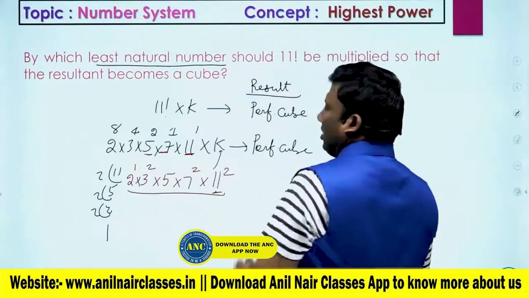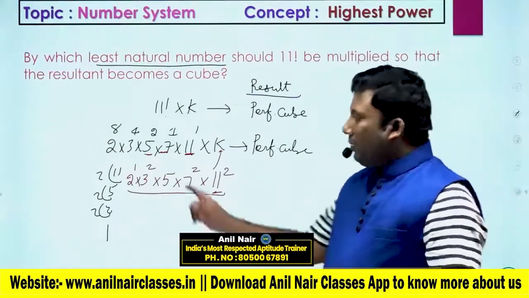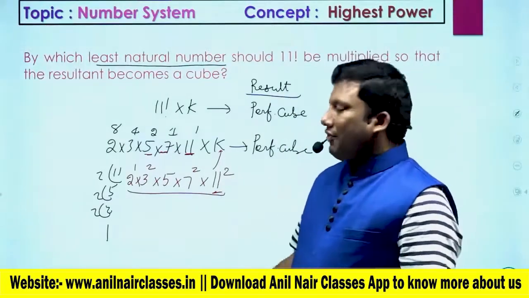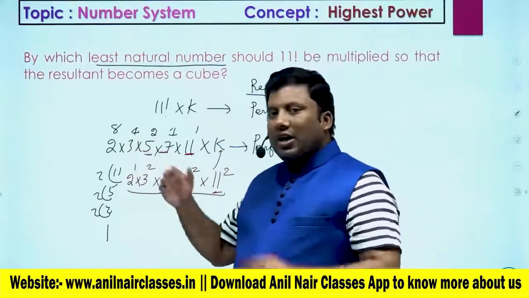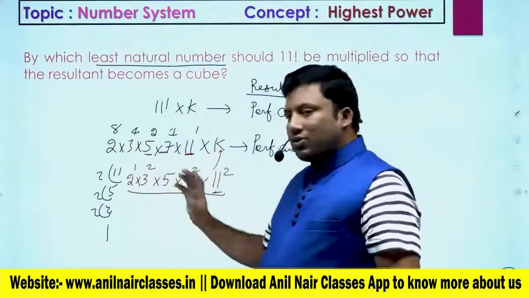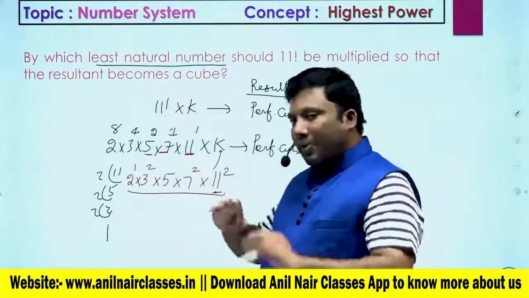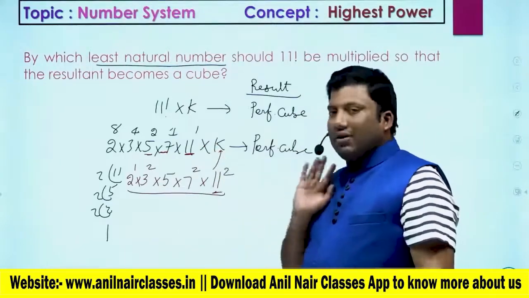K should take this value such that the resultant is a perfect cube. 2 power 8, for it to become a perfect cube, for power of 2 it should be 2 power 9, so 1 power of 2 should come. For 3 power 6, another 3 square should come. 5 square, another 5 power 1 should come. 7 power 1, another 7 square should come. 11 power 1, another 11 square should come.